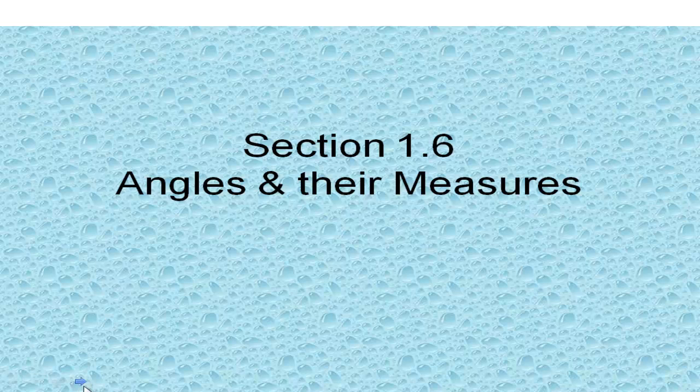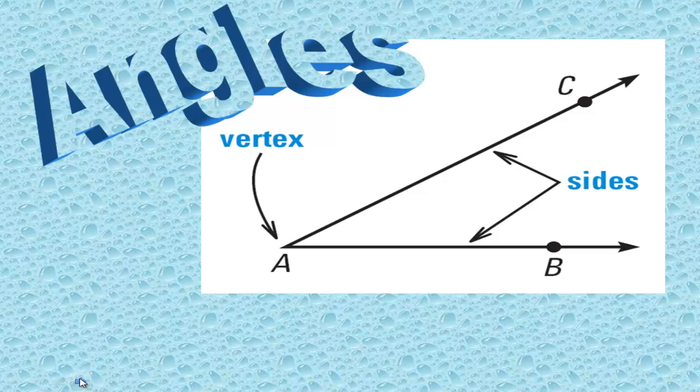We are on section 1.6 of your book, Angles and Their Measure. Here is an angle. An angle is made up of two sides. Notice that one side is a ray, and the other side is another ray. I would call this ray, ray AB. That would be one side of the angle, and ray AC would be the other side of the angle.